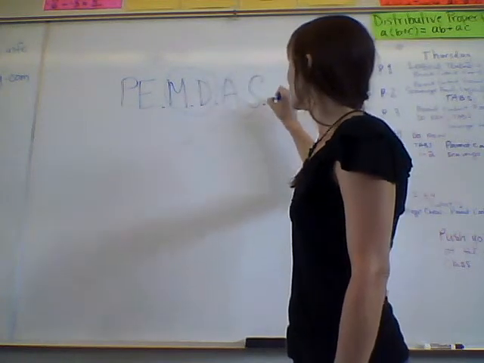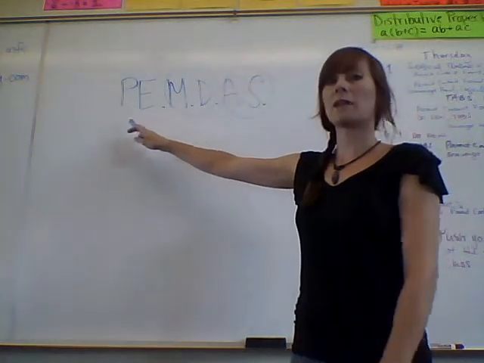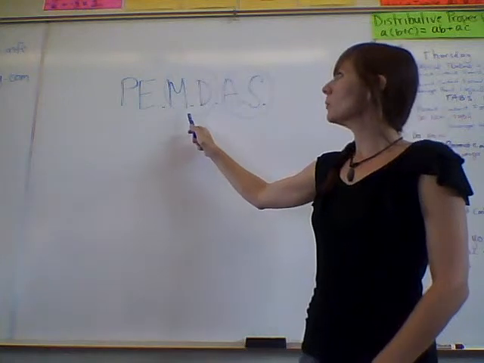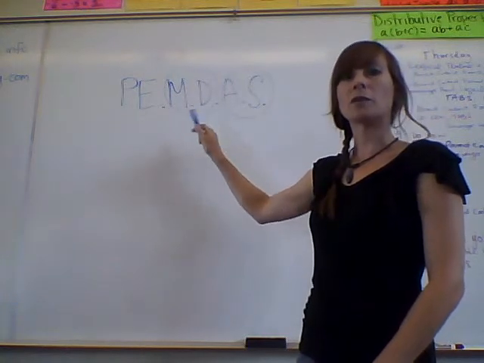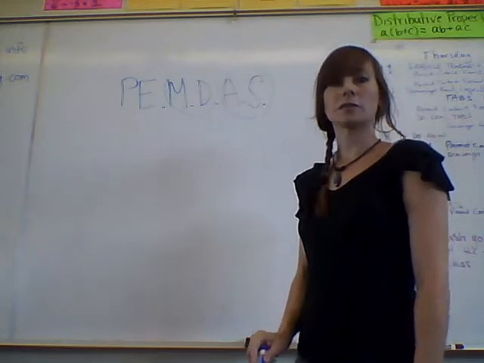and subtraction go together. So it's whichever comes first when you're reading a mathematical numerical expression going left to right. You multiply or divide whichever comes first left to right. Then you add or subtract whichever comes first left to right.